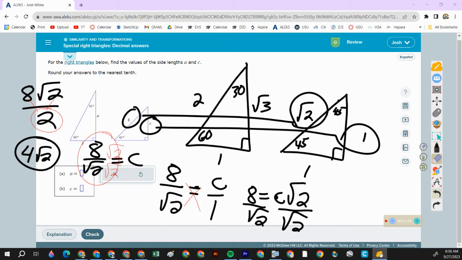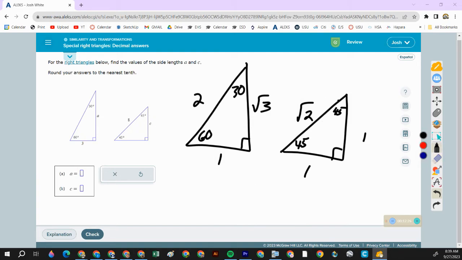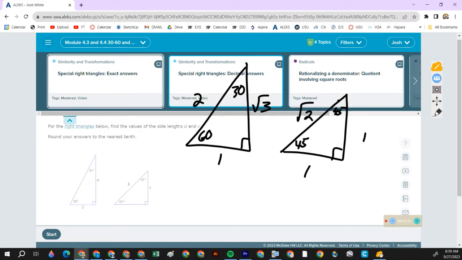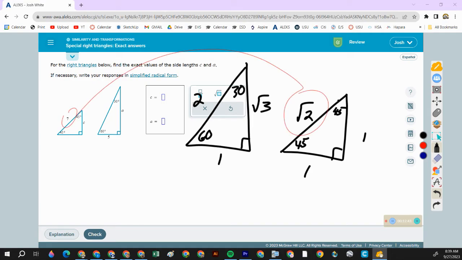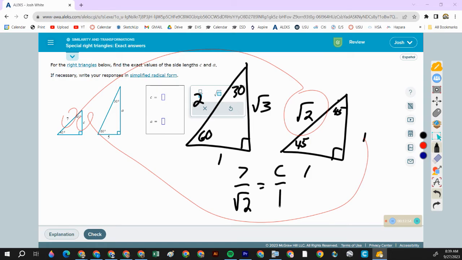Okay, let's do another one. Okay, same basic idea here. We're going to use the special right triangles. 7 matches up with root 2. So 7 over root 2. And C matches up with 1. C over 1. Cross multiply. C root 2 is equal to 7. Divide by root 2.